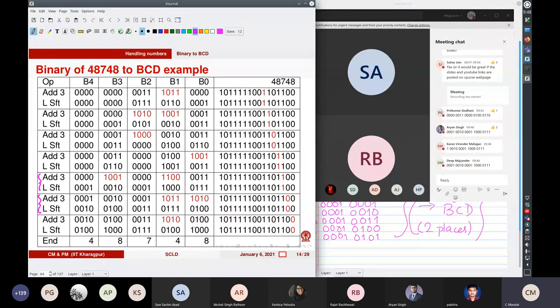All right. So you find that it has actually done the conversion. This is a very interesting algorithm, and what you can also see is that this requires you to have some memory, right?